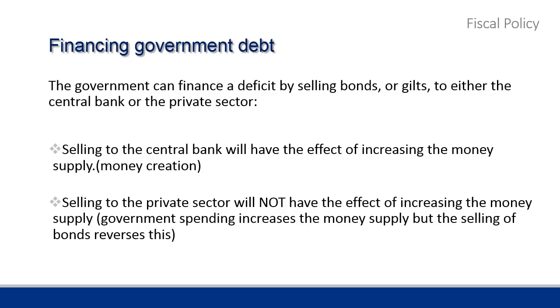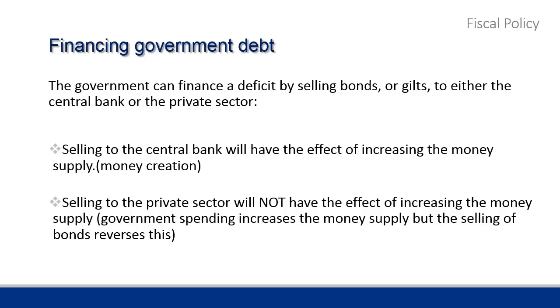How does the government go about financing these public sector borrowing requirements? It can do so by issuing bonds or gilts. And it can do that either to the central bank or to the private sector through the central bank. So if the government sells just to the central bank, the central bank will hold the bonds, and it has effectively increased the money supply. There has been more money spent in the economy that's come from nowhere, so this is increasing the money supply.